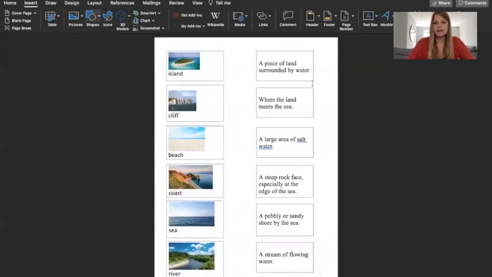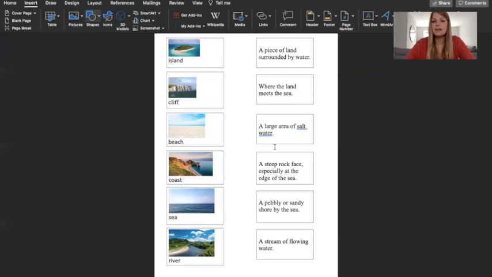On the right-hand side, I've got a sentence which is a definition, which means it tells you what a word means. So on the right-hand side are all of the definitions, and you've got to match the correct definition to the correct word. So let's have a go at one together. A piece of land surrounded by water, which means that the water goes all the way around the land.